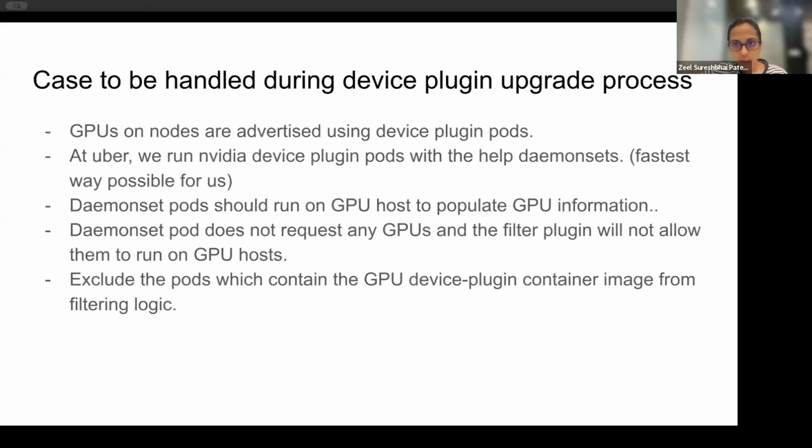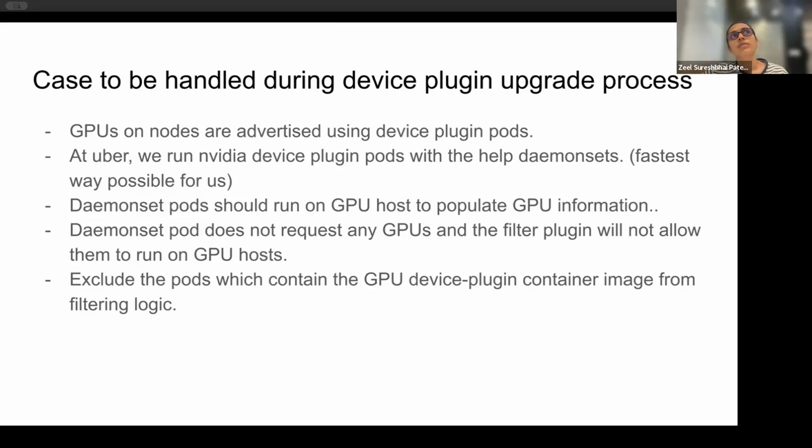There is a special case which needs to be handled. In our case, or in any other case, GPUs are advertised using device plugin pods on the nodes. And at Uber, we use the NVIDIA device plugin. And with the help of a daemon set, we expose GPU related information on the node.